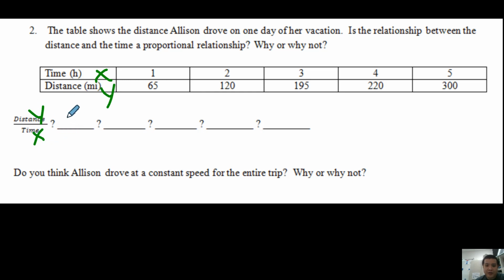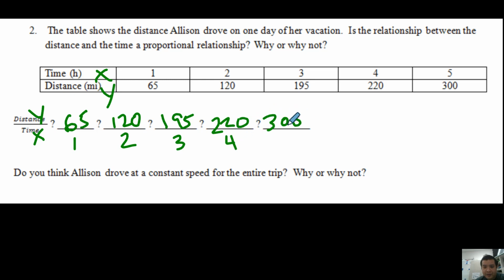So I'm just going to fill this in: 65 over 1, 120 over 2, 195 over 3, 220 over 4, 300 over 5. Now we start doing our division. 65 divided by 1 is still 65. 120 divided by 2 is 60. Uh-oh. These ratios aren't the same.